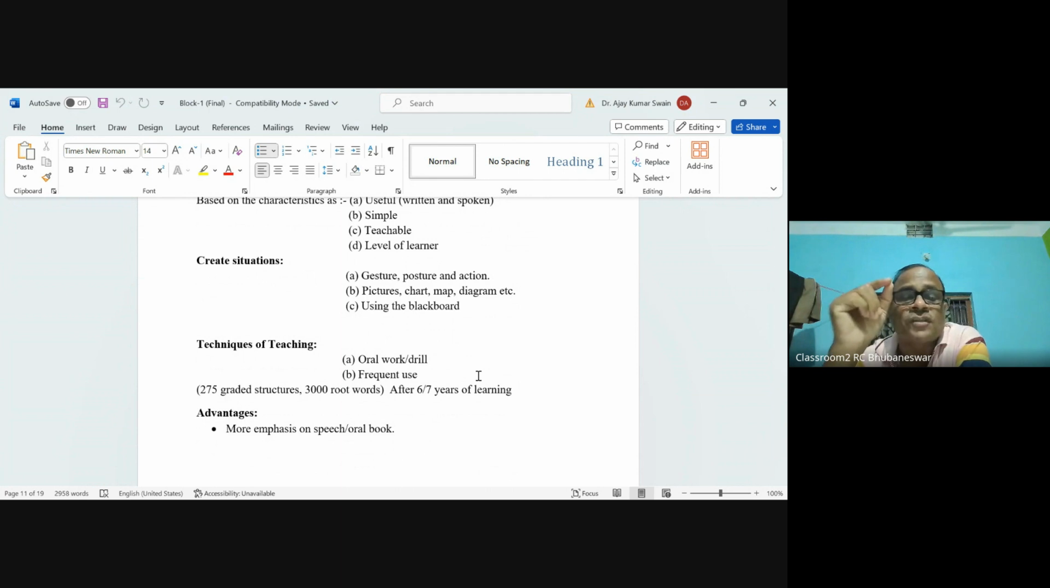275 graded structures are there. 3000 root words are there. After 6 to 7 years of learning, one must acquire 275 graded structures and 3000 root words.